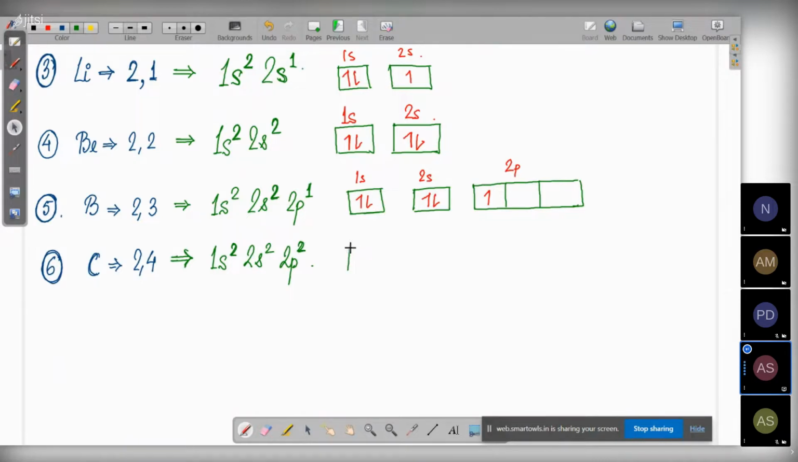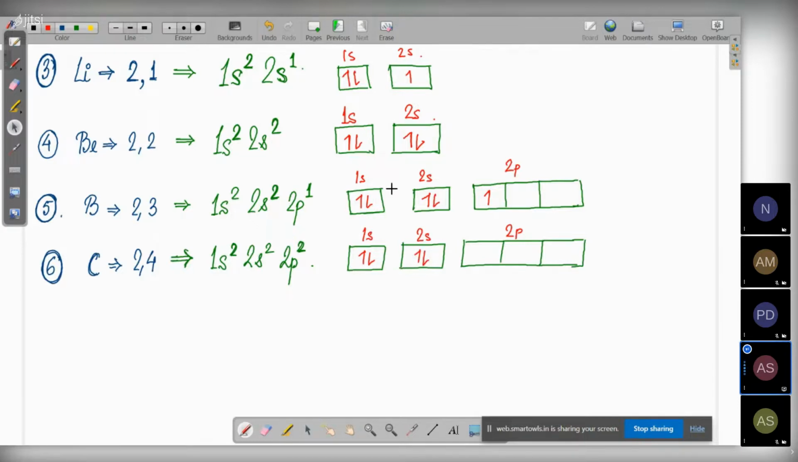So now if you draw the box diagram, how will it be? The first, second, then you draw the p orbitals. So 1s has 2 electrons, 2s has 2 electrons, and the 2p also has 2 electrons.